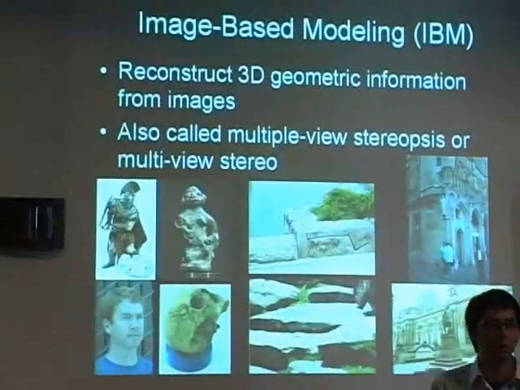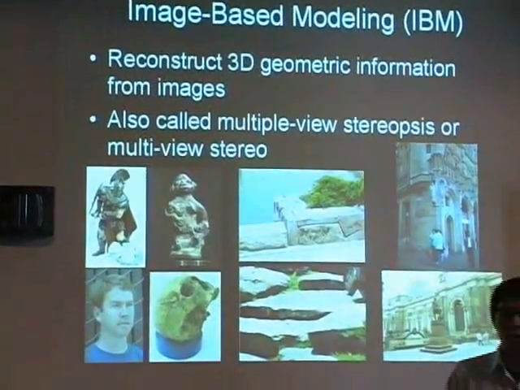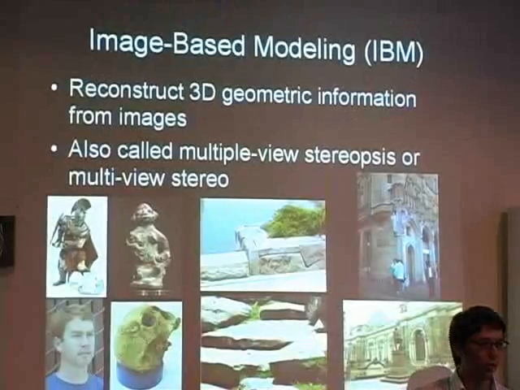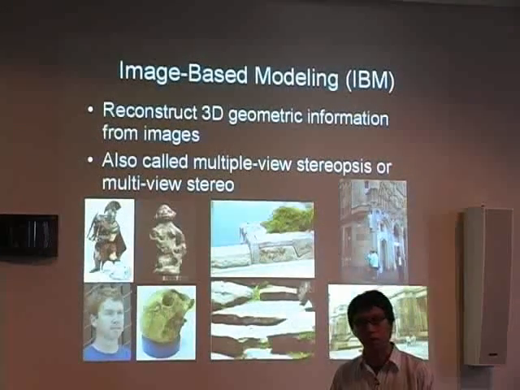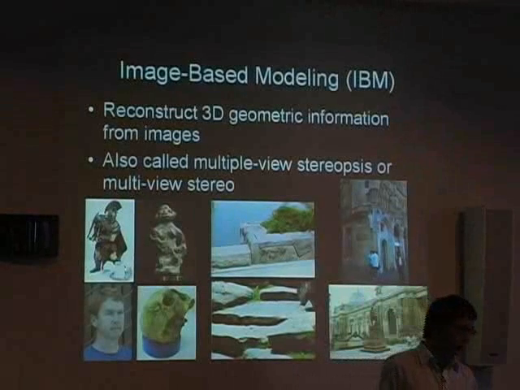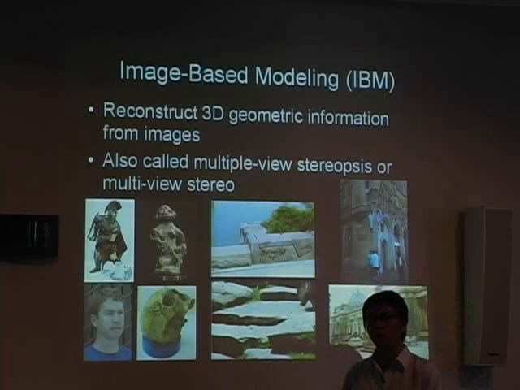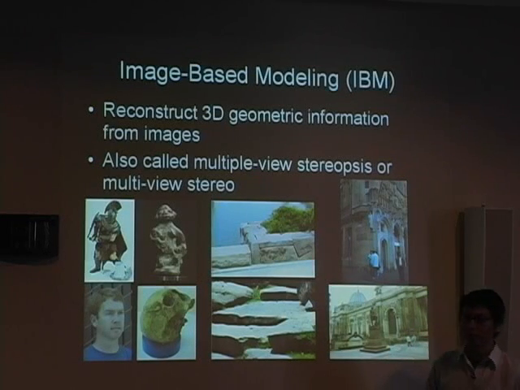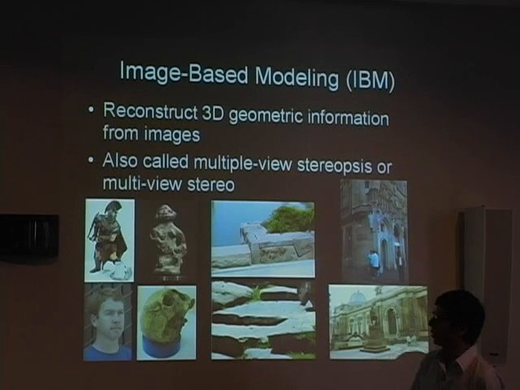So what is image-based modeling? Well, it's about reconstructing 3D geometric information from images. Then there are whole different kinds of computer vision algorithms that use images to do 3D reconstruction. But our problem is often called multiple view stereo or multi-view stereo, which is just one category of image-based modeling methods.